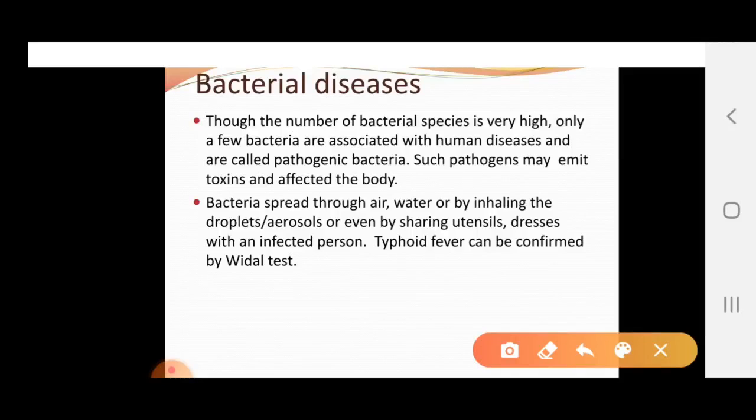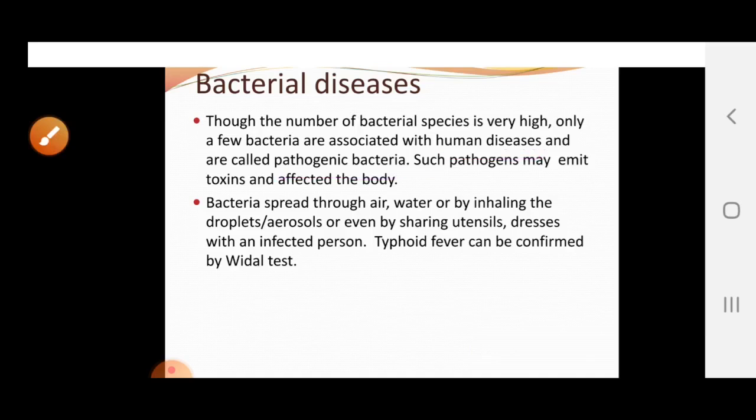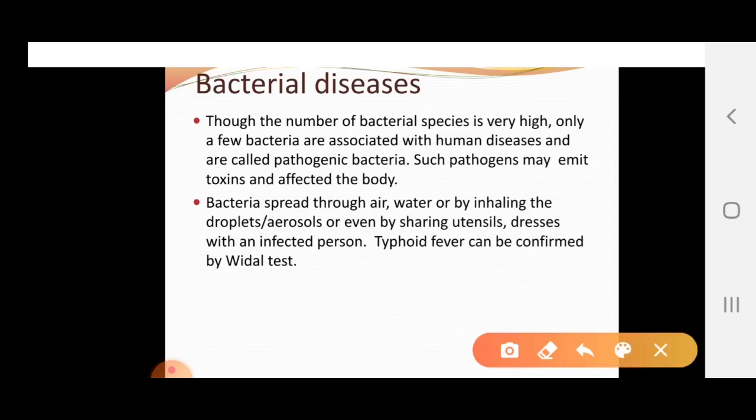So bacteria are either beneficial or pathogenic. We can classify the bacteria in two ways. Some bacteria which cause infection to human beings and cause diseases are called pathogenic bacteria. These pathogenic bacteria emit toxins and affect our body.